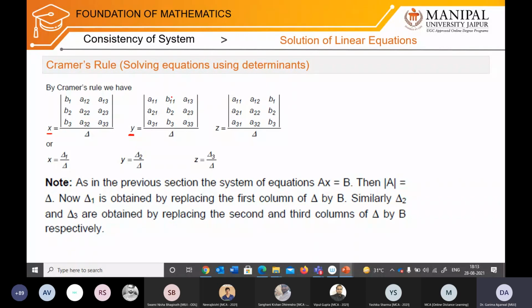Similarly, to find y, we remove all the coefficients of y and write here the right hand side constants b1, b2, b3. This one is coefficient of x, coefficient of z. Then similarly, in z, we remove all the coefficients of z and write the right hand side constant over there and divide it by delta. Right. So we denote these determinants by del 1, del 2 and del 3. By simplifying, we can find the values of x, y and z.